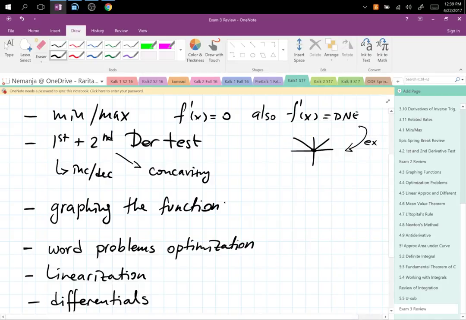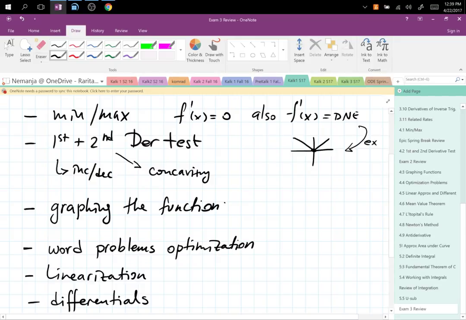Now, first and second derivative tests, you need to be able to do them entirely from the beginning to the end, which means that you take the first derivative, you find critical points, then you pick test points in between, and then you check for increase-decrease. When the first derivative at the test point is larger than 0, the function is increasing, or when it's smaller than 0, it's decreasing on that interval.